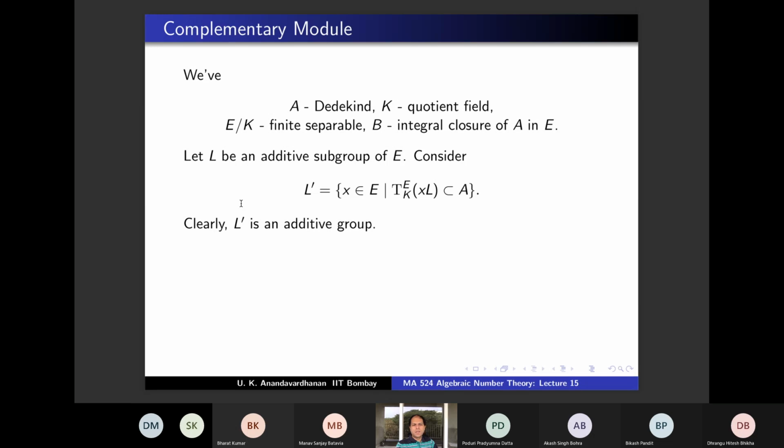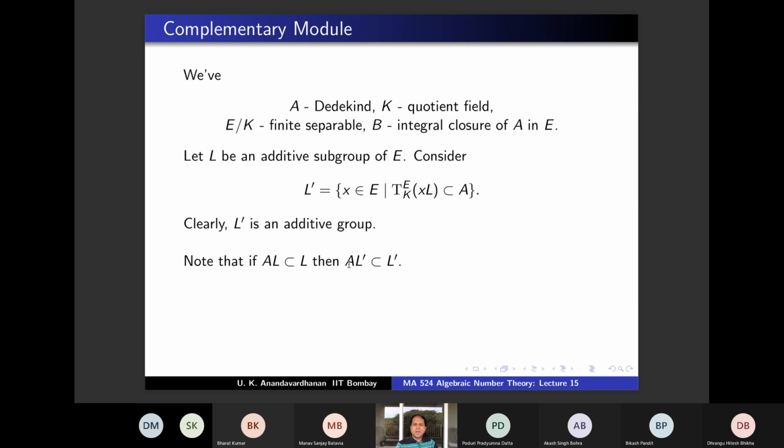So L prime is clearly an additive group. And also note that if AL is contained in L, then so what is the meaning of AL is contained in L? L is anyway contained in AL because A contains 1. So if AL is contained in L, then AL prime is contained in L prime. That's also an easy check.